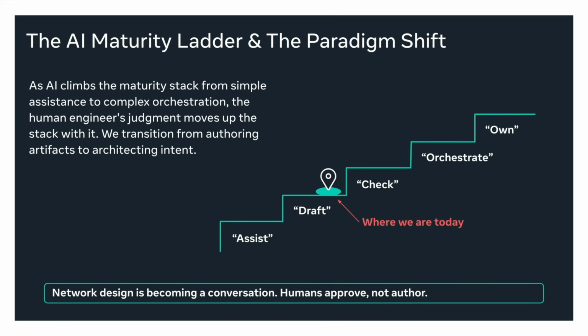AI today in design is in the second stage of its maturity. 6 months ago, it could assist. Today, it can draft. It cannot check. And because it cannot check, it cannot do an end-to-end orchestration of a design and own the entire outcome. A human still needs to be in the loop.